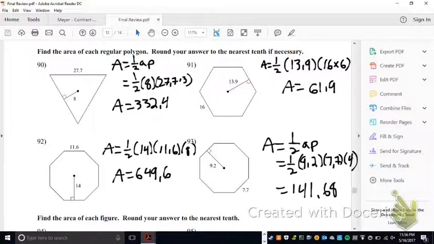283.36. So that's wrong. 283.36. 93, we're almost there. My daughter is so happy. Okay. Yes. Finally.